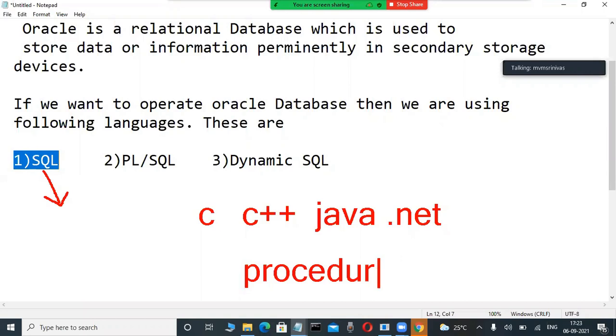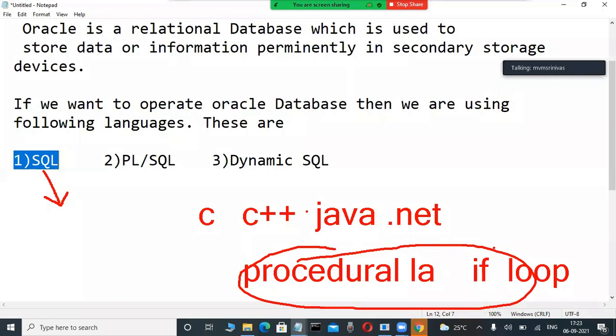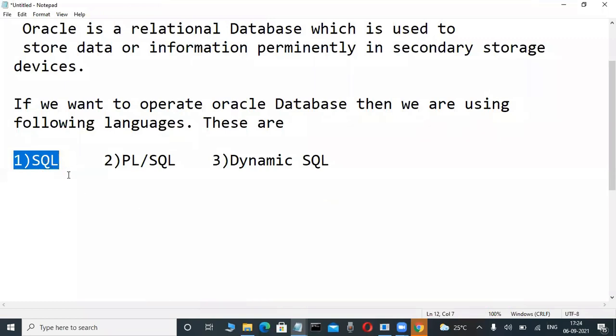That is, variable declarations, if conditions, loops. So many things are there. This is a little bit difficult, okay, for a non-technical person. But these types of things are not there in the SQL language. SQL is basically a non-procedural language.